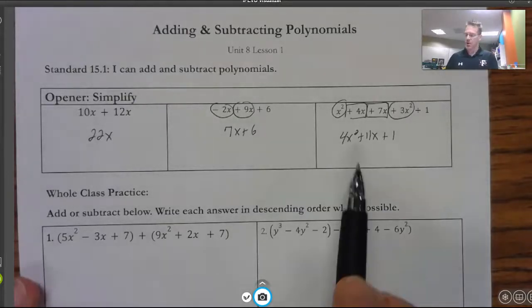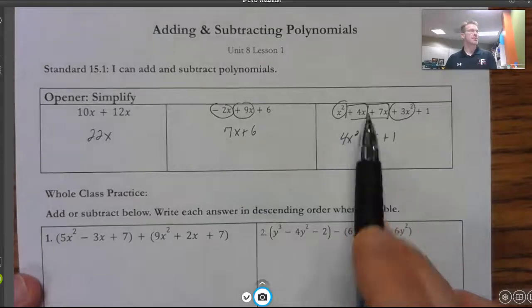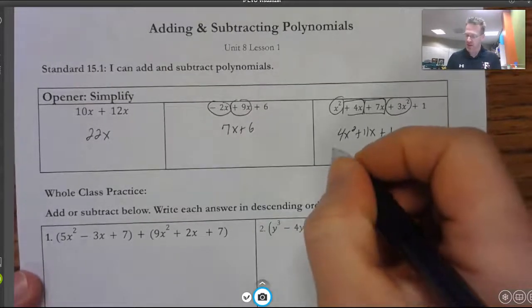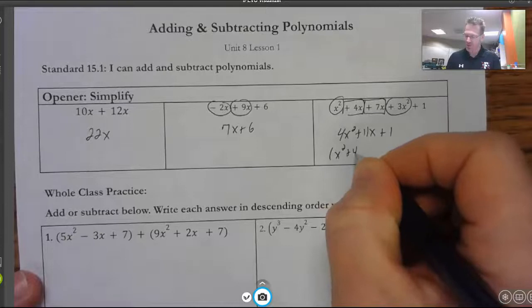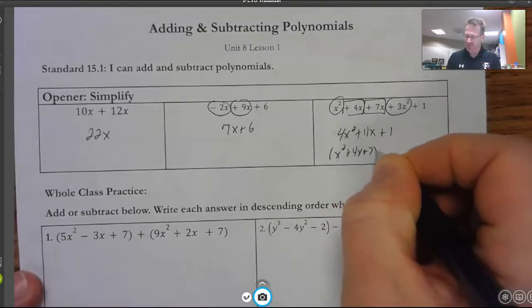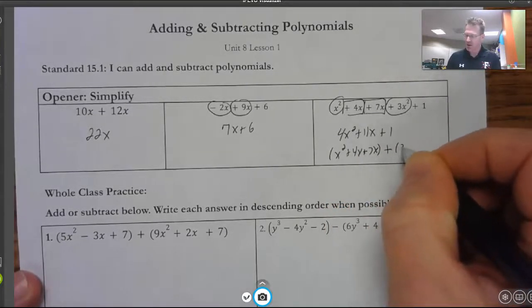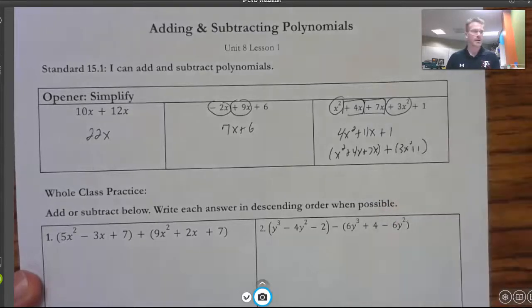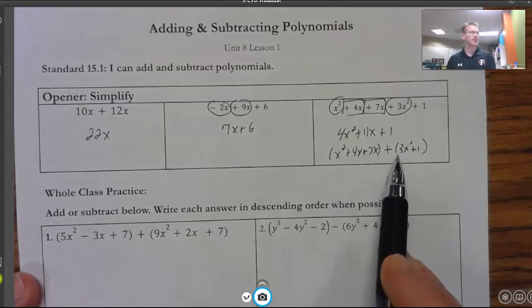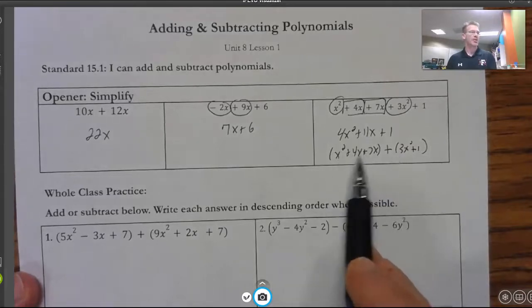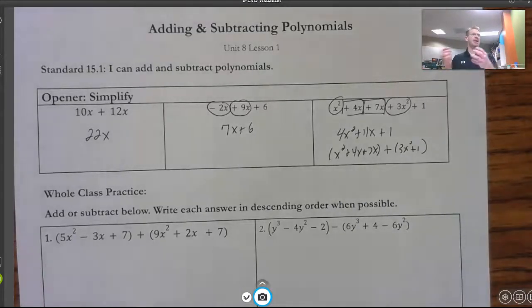All right. So notice we could have made this 2 problems, right? I could have had this like, what if I did x squared plus 4x plus 7x plus 3x squared plus 1. And if I'd given it to you in this form, this would have been adding polynomials. So I have a polynomial here. I have a polynomial here. I'm adding them together. So adding polynomials or subtracting polynomials is no different than combining like terms. All right, so let's take a look at that.